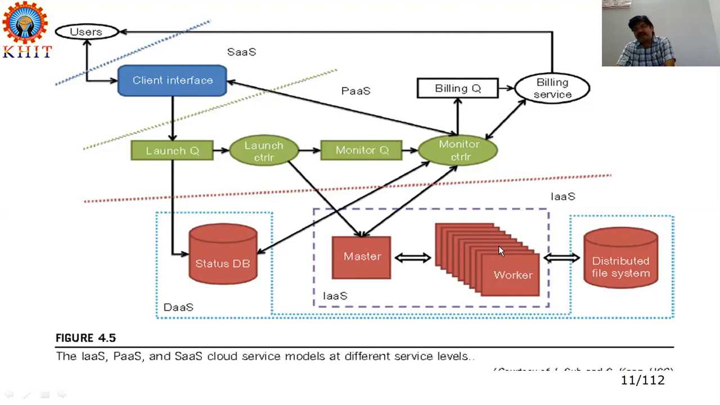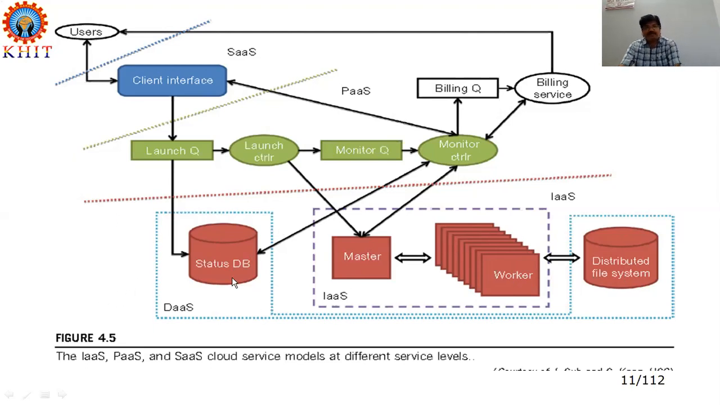a collection or a stack of servers which are interconnected together, so they can communicate with the masters and slaves, and they can provide the network among distributed file systems. They can distribute the files from one machine to another machine through the distributed file systems, and finally they can have the interaction with the database server with the help of another service called database as a service.